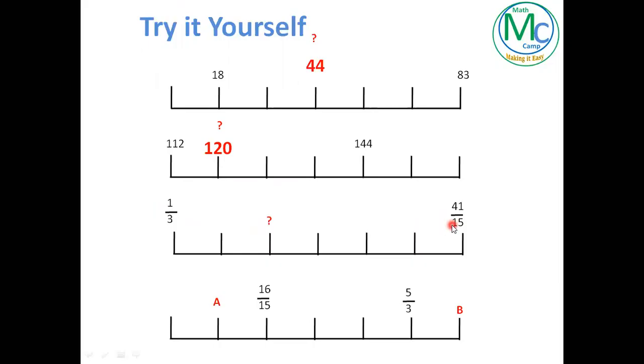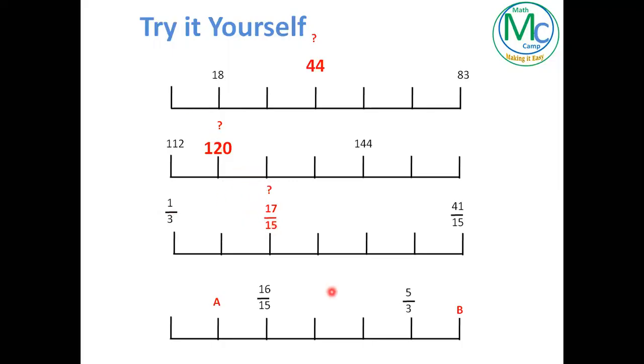Next number line, we have 1 over 3 and 41 over 15. The first thing first, the difference. The difference of these two fractions is 12 over 5, and the jumps are 1, 2, 3, 4, 5, 6. The jumps are 6. So 12 over 5 divided by 6 will give you 2 by 5. So 2 by 5 is the value of one jump. Now let's start finding this number. 1 over 3 plus 2 by 5 will give you 11 over 15. 11 over 15 plus 2 by 5 will give you this value, that is 17 over 15.